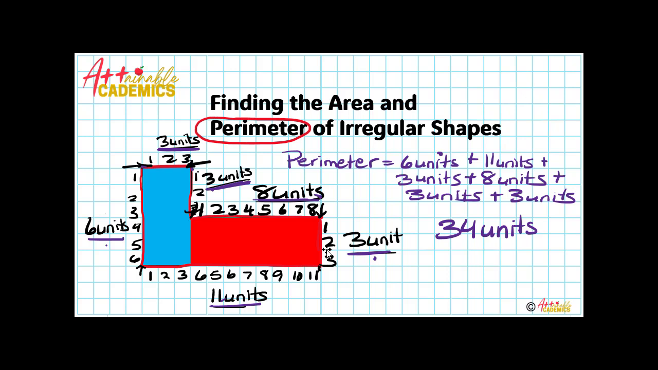Go you! You did that. You found the perimeter of an irregular shape and the area of an irregular shape. I am so proud of you. Look at you.